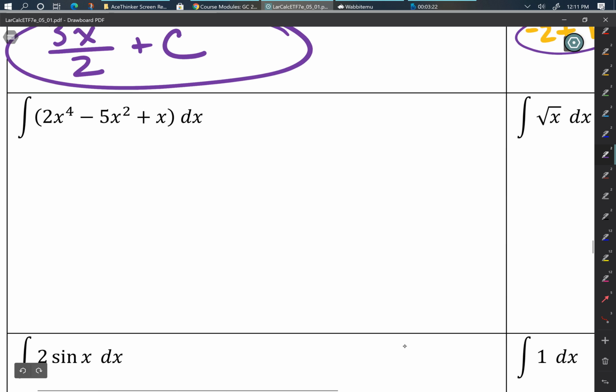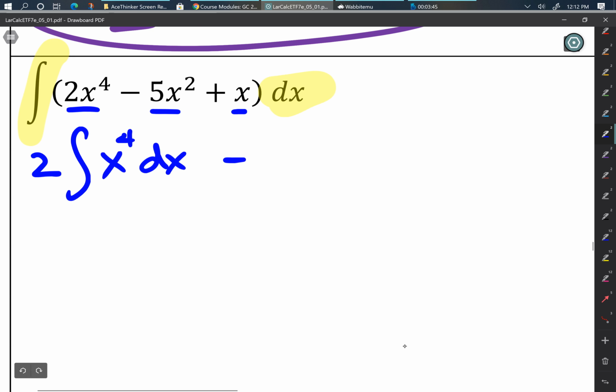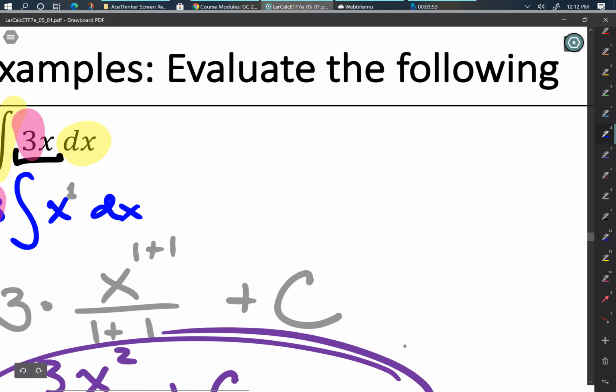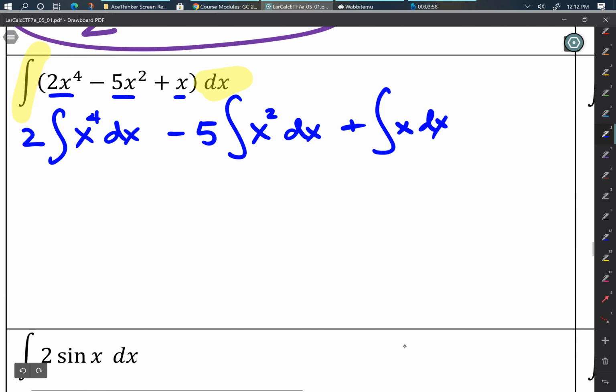Right? And I'm just going to continue doing this. Hey, look at this one. Wow, this one's complicated. No, not really. There's an operator that tells me what to do, and the fact that there are 3 terms is no big deal. It just means to break the thing apart and do 3 integrals. So what this is going to become is 2 times the integral of x to the 4th dx minus 5 times the integral of x squared dx plus the integral of x dx. Okay.